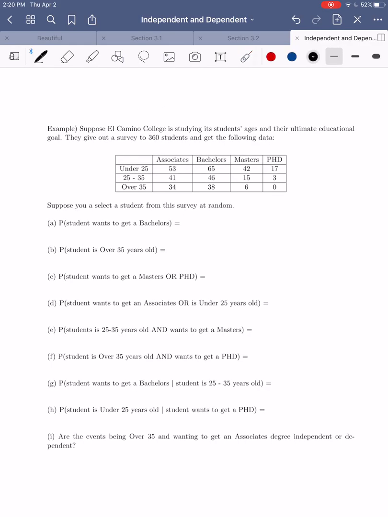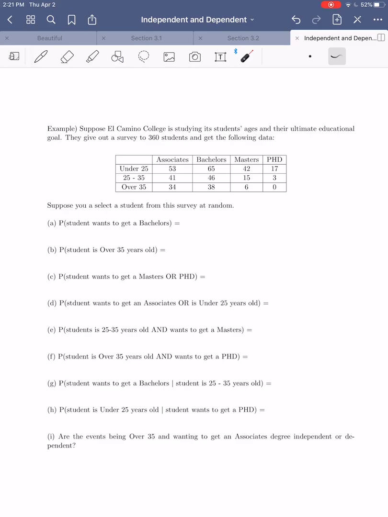All right, so for this one, we've got some data here. We're going to suppose that El Camino College is studying its students' ages and their ultimate educational goal. They hand out a survey to 360 students, and they get the following data. They group students into either under 25, 25 to 35, or over 35, so three age brackets. And they allowed students to say one of four educational goals: they could say they wanted to get their associate's, a bachelor's, a master's, or a PhD as their overall goal.